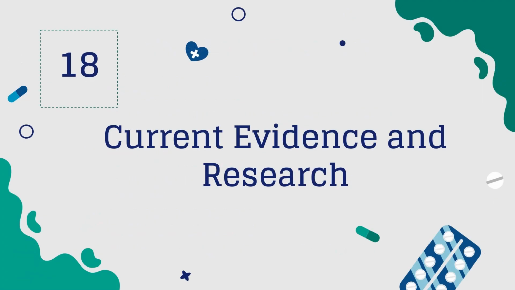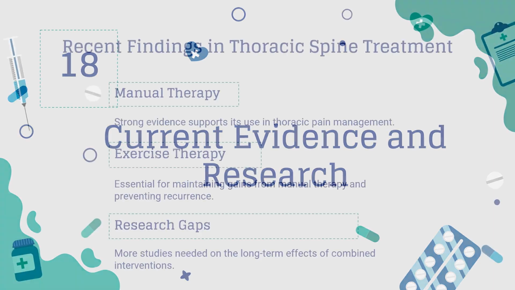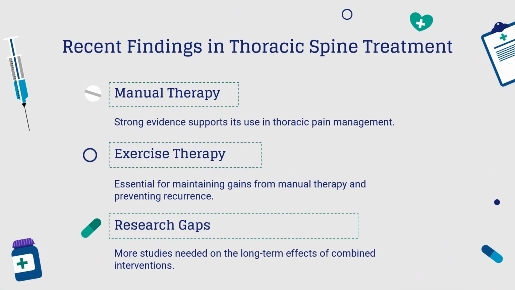Current evidence and research. Recent findings in thoracic spine treatment. Manual therapy: strong evidence supports its use in thoracic pain management. Exercise therapy is essential for maintaining gains from manual therapy and preventing recurrence. Research gaps: more studies are needed on the long-term effects of combined interventions.